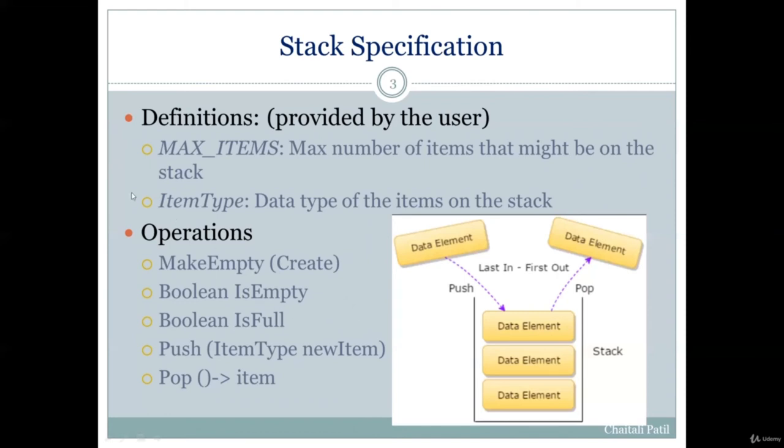So the operations that we can perform on a stack are: make empty, or create a stack, or declare a stack. Then isEmpty. This operation checks whether the stack is empty or not. isFull. This operation checks whether the stack is full or not. So the return type of isEmpty and isFull is either 0 or 1. Next operation is the push operation. We have to specify which item we are going to insert in a stack, and this operation is called a push operation.